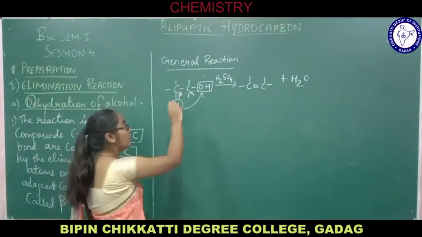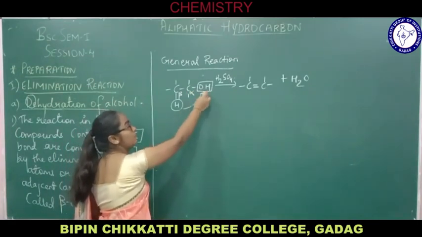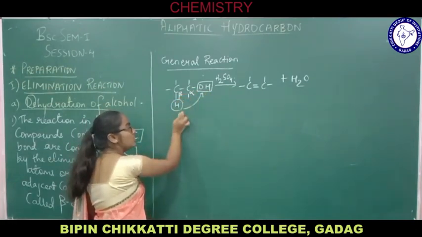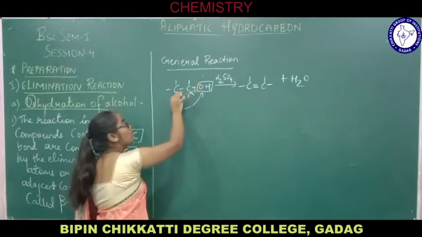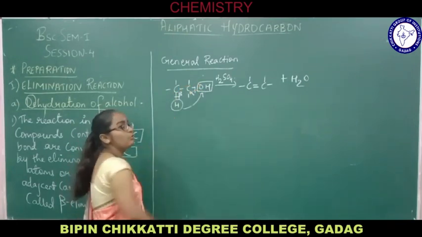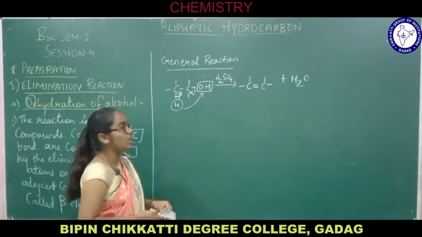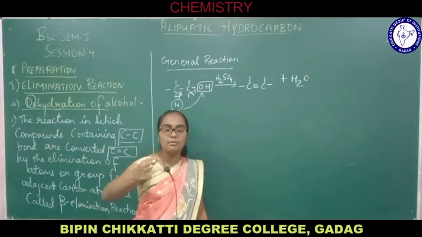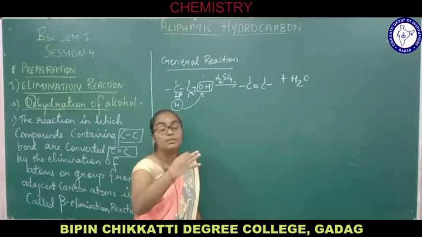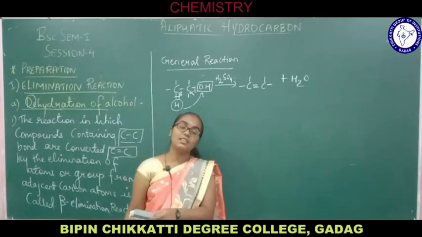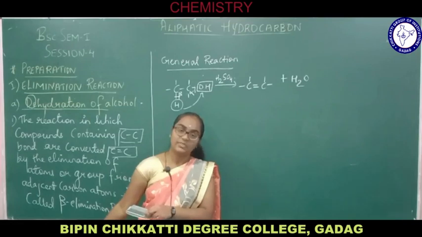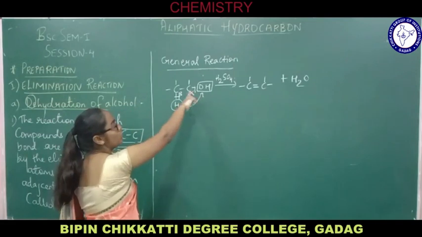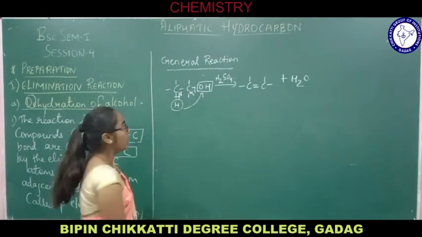I repeat once again, here what is happening: from the alpha carbon atom the hydroxyl OH group is going to get removed, and from the beta carbon atom the hydrogen is going to get removed. Once the bond is broken, a new bond will form between the alpha carbon and beta carbon, and thereby the single bonded carbon-carbon will be converted into double bonded carbon-carbon, right? So the saturated compound is converted into an unsaturated alkene. This is how the alkene is formed by dehydration, removal of water from the alcohol, right? So that is the general reaction.